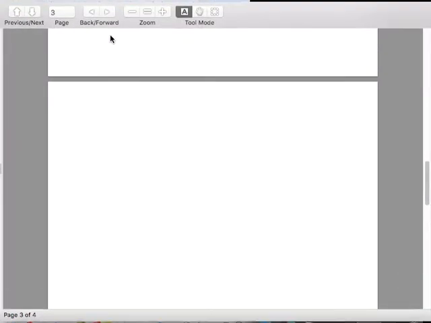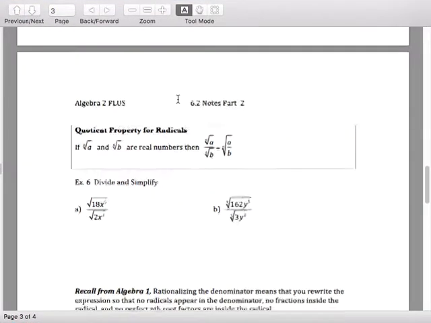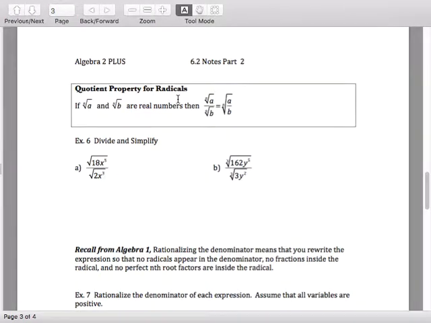This paper you have, this is part 2. So the quotient property for radicals says this: if you have two radicals in a fraction, you can place them underneath one radical. This is going to give me the square root of 9x squared, because 18 divided by 2 is 9, and x to the 5th over x cubed is x squared.